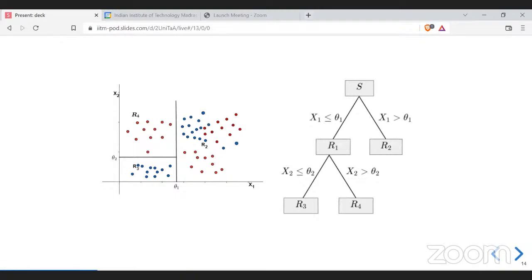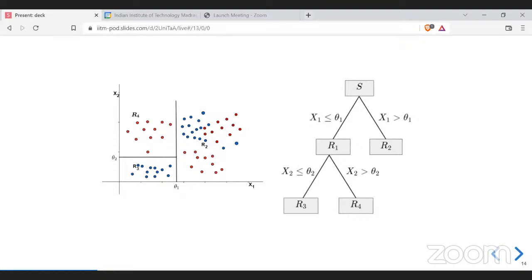Now, if I divide my region R1 into two parts using the variable x2, then if x2 is less than theta 2, I'm calling that part region R3. So R3 is now a different region, and R4 is a different region. If you see region R3, you can predict that any point belonging to R3 is in the class blue. And any point that belongs to region R4, I can predict to be in the class red, right?